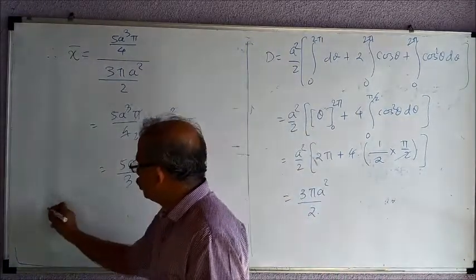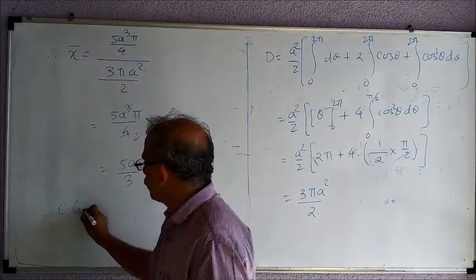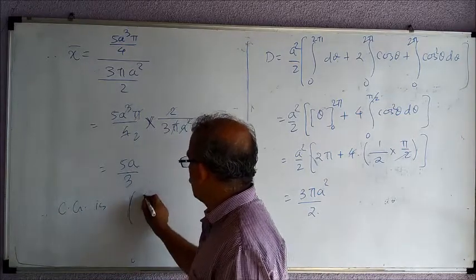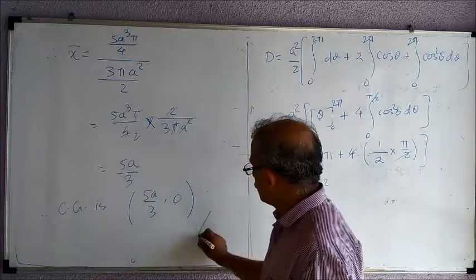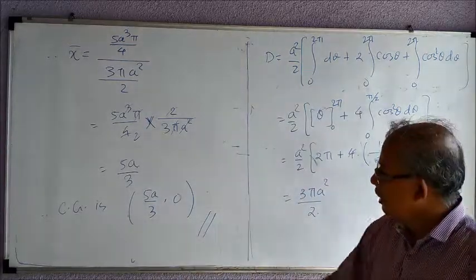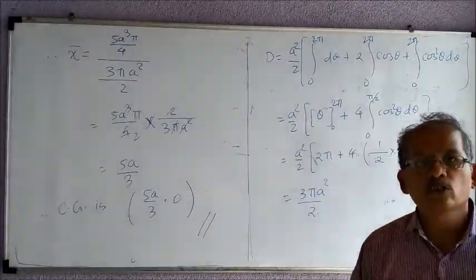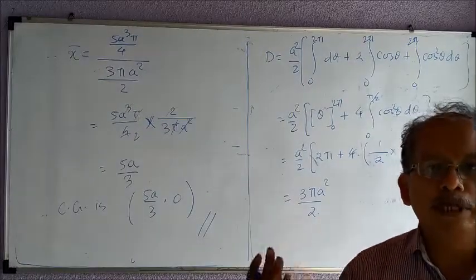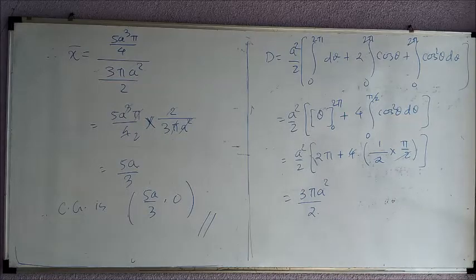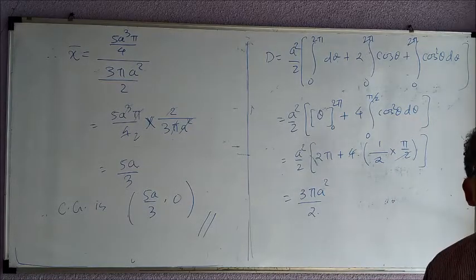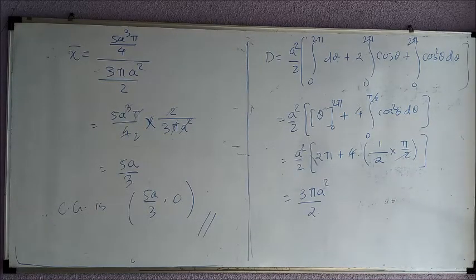Therefore, the center of gravity is 5a by 3 comma 0. This is the final answer. X bar we have calculated, and y bar is already 0 because it is symmetric about the initial line. So just go through this example once again and try to solve some more exercises. Okay, thank you.